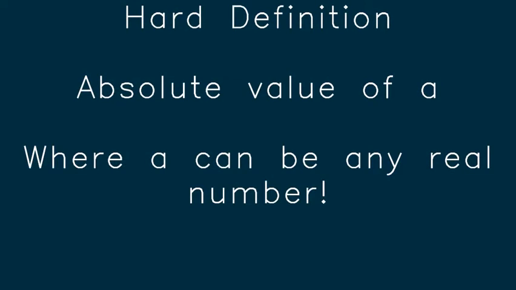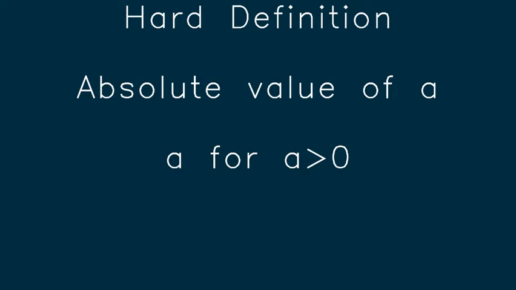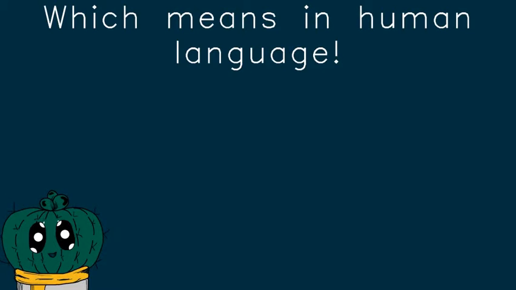The definition says that the absolute value of a is going to be a if a is greater than 0, and it's going to be negative a for a less than 0. Okay, so what does that actually mean?